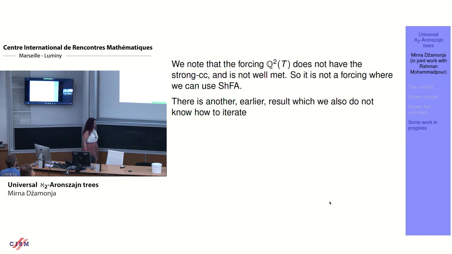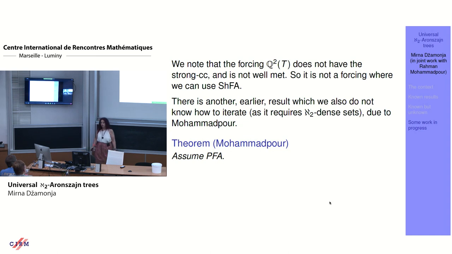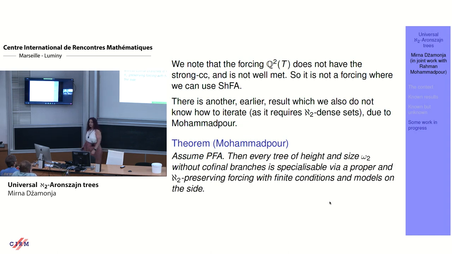Another earlier result was proven by Rahman. We also don't know how to iterate, as it requires Aleph 2 dense sets. So Rahman Mohammadpour proved the following theorem. Assume that you are in a model of PFA, then every tree of height and size omega 2 without cofinal branches is specializable by a proper and Aleph 2 preserving forcing with finite conditions and models on the side. So you see, the conclusion is not that there are no such trees under PFA, because under PFA you can only meet Aleph 1 many dense sets, and here you need Aleph 2.